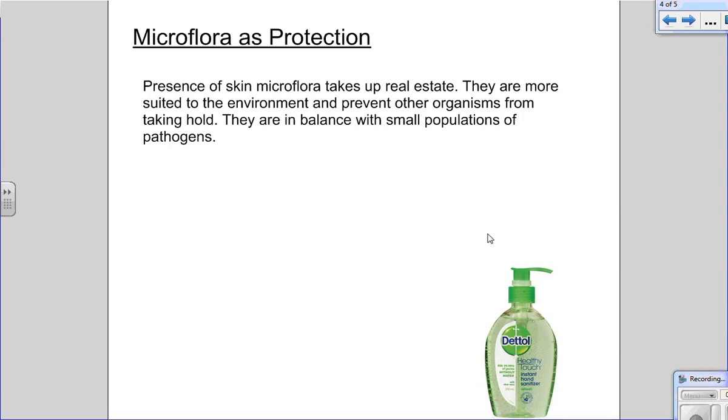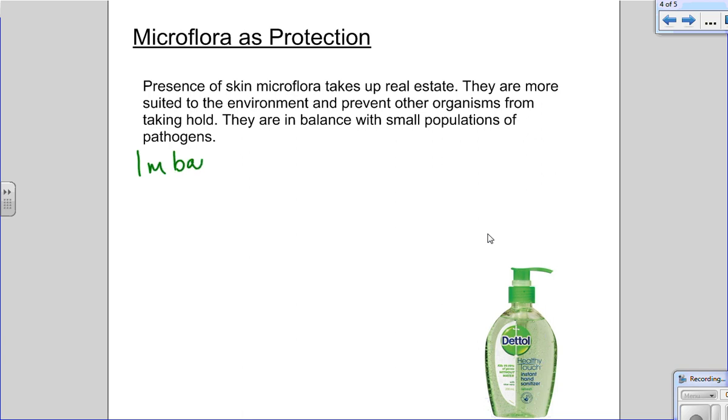Alright, so microflora really, it's a protection in general. The presence of skin microflora, they take up space, they get real estate. So they're more suited to your environment. On your skin, they've evolved to be there. And they are in balance with small populations of pathogens. And they prevent those pathogens from taking hold. Now, where you have problems is when there's an imbalance.